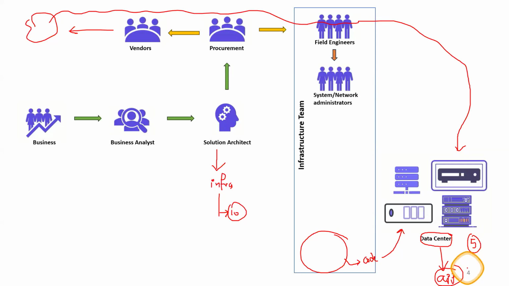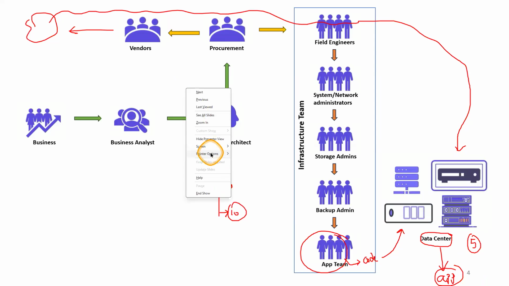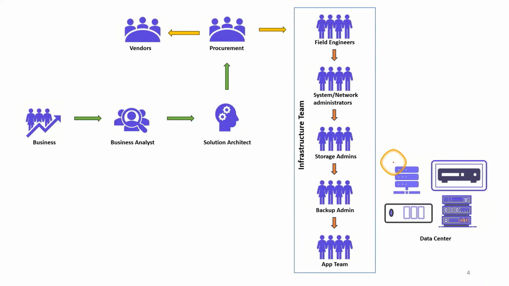The system admins will assign the system configurations. Network admins will make all the systems available over the network, storage admins will assign the storage, and backup admins will configure the backups. That's where the application team will start deploying the code on top of this infrastructure. So that's where your application is ready. This is the traditional working model, guys. You have to take care of all of these things when you are working in a traditional working model.